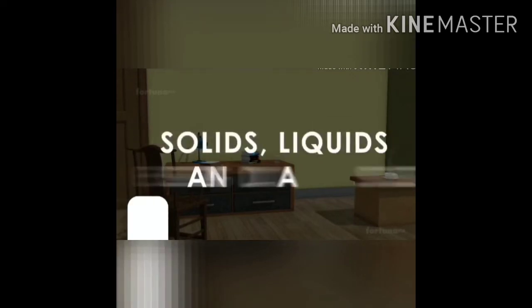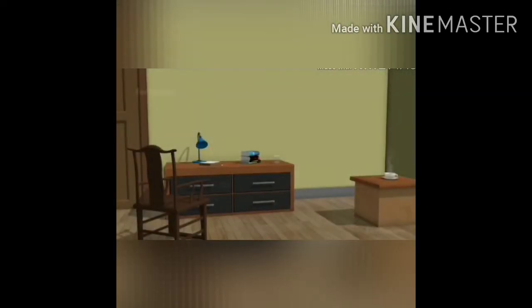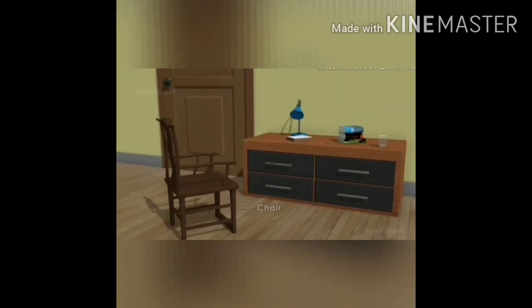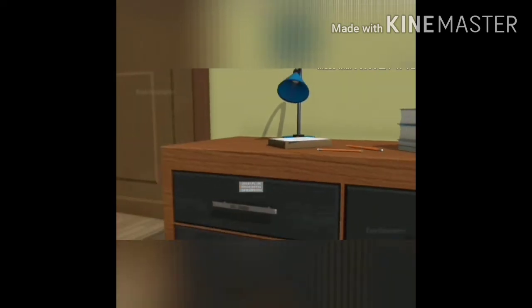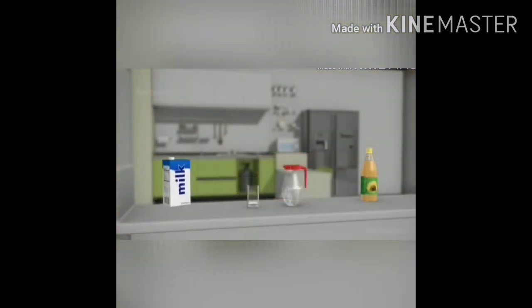All things around us are made up of three states of matter, namely solids, liquids, and gases. The things around you, like the table, the chair, the water vapors, are all solids, liquids, and gases. The table is a solid, book is a solid, pencil is a solid. So these are all examples of solids. So solids have a fixed shape.